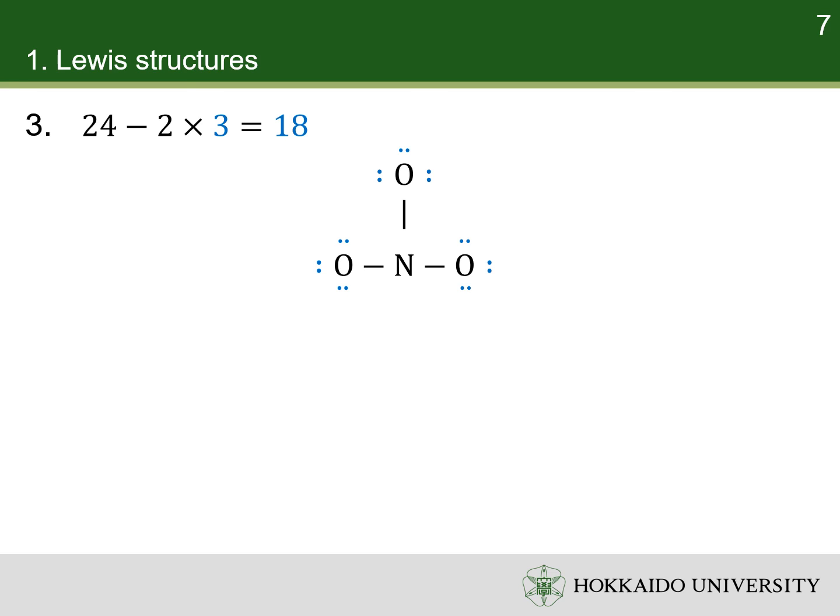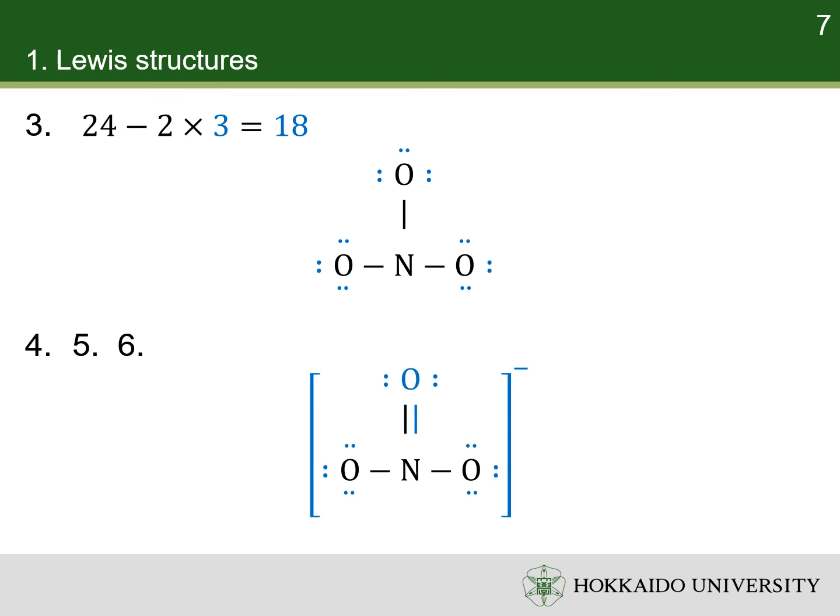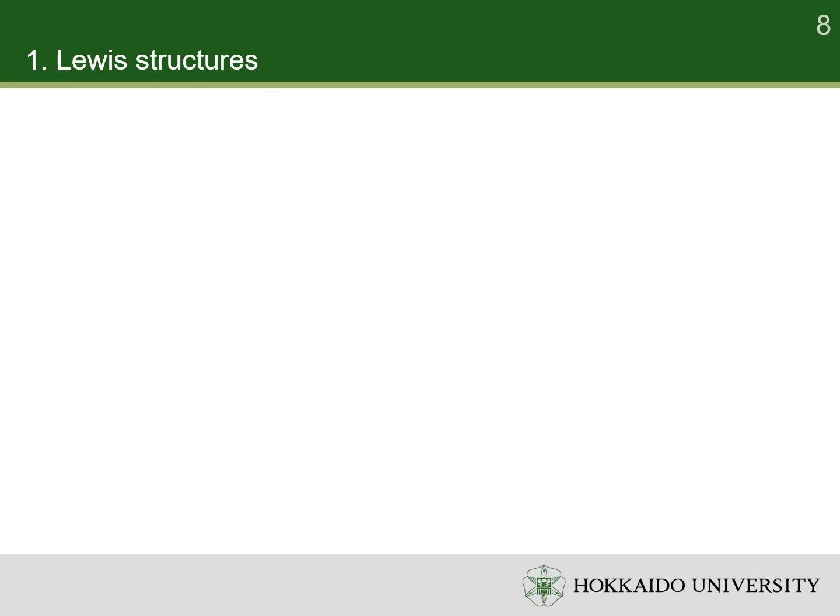The central nitrogen atom has only 6 electrons so far, so a lone pair of an oxygen atom is moved to be shared with the nitrogen atom. Now, the nitrogen atom has 8 electrons. Write the square bracket and the minus sign in the superscript for the 1 negative elementary charge. Thus, we have completed the Lewis structure of nitrate ion.